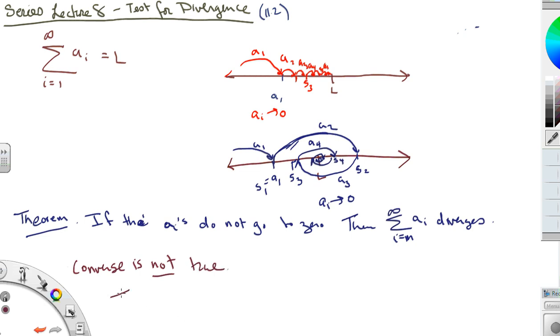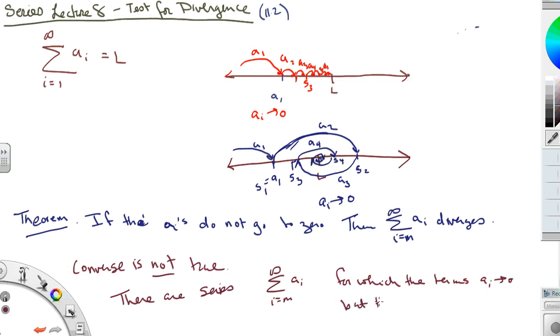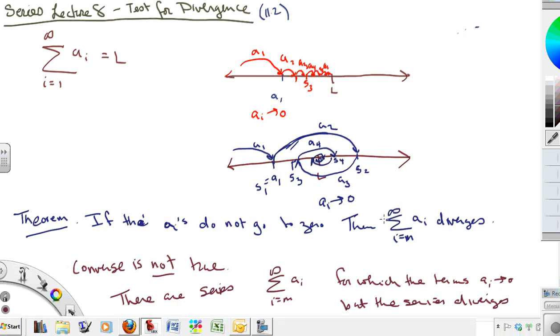There are series, the sum from i equals some point to infinity of A_i, for which the terms A_i go to 0, but the series diverges. So this test is only a test for divergence, not a test for convergence.